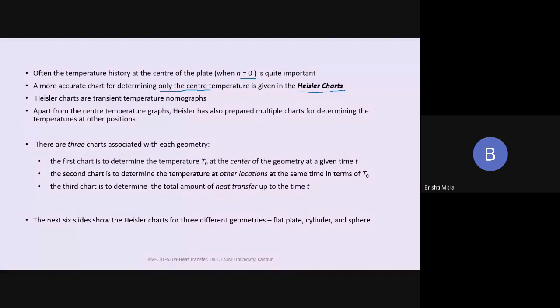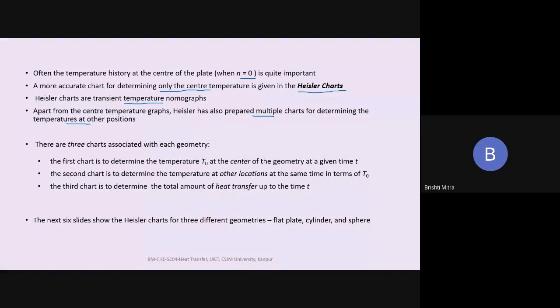Remember this name. Heisler charts essentially help us as transient temperature nomographs. Transient temperature means unsteady state temperature. Nomographs means these are graphs which you can use to calculate different values. So these Heisler charts give us a very accurate way of calculating the center temperature. Not that we cannot calculate it from other figures also. Apart from the center temperature graphs, Heisler also prepared multiple charts for determining the temperatures at other positions.